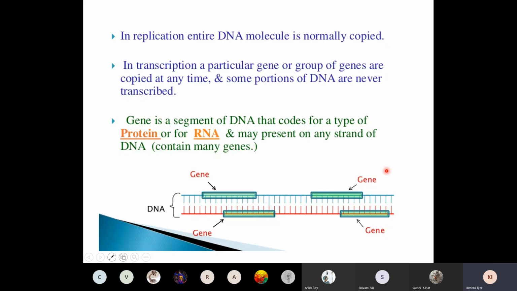Nothing is left. In a sense, this is like preparing for the exam in the correct way, where you read everything that is there in your syllabus. Transcription is slightly different. In transcription, a particular gene, or a segment of DNA, or a group of genes, or an extended segment of DNA are copied at any time, and some portions of the DNA are never quite transcribed. That means they are never used in this process.